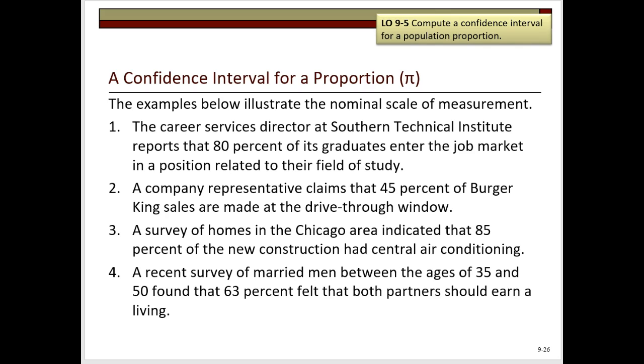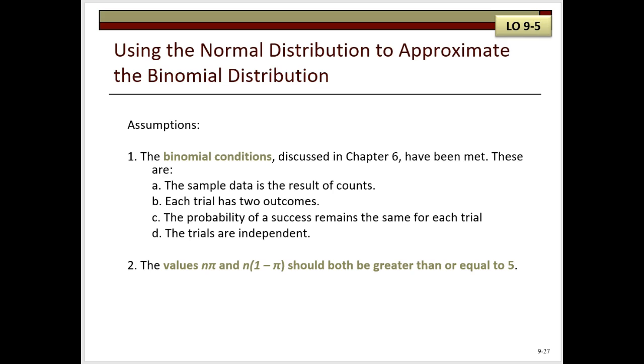And 4. A recent survey of married men between the ages of 35 and 50 found that 63% felt that both partners should earn a living. Recall the binomial conditions we discussed in Chapter 6, where the sample data is the result of counts. For each trial, there are only two possible outcomes, success or failure, and the probability of success remains the same from one trial to the next.